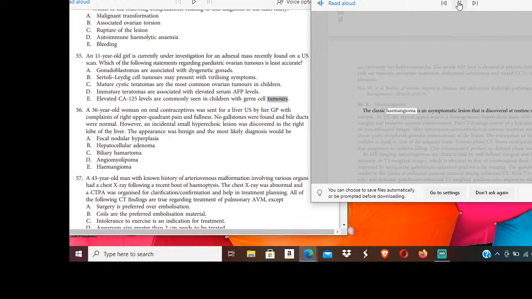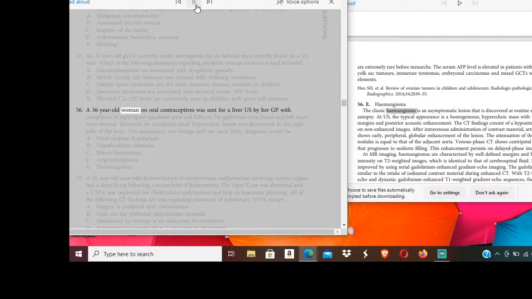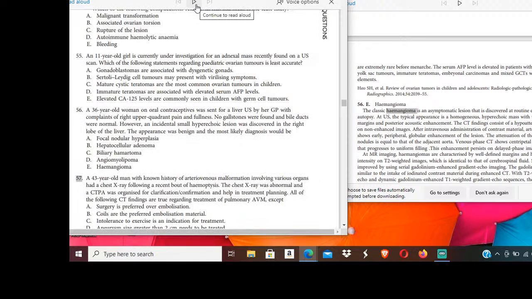E. Hemangioma. The classic hemangioma. Liver tumors. A 36-year-old woman on oral contraceptives was sent for a liver US by her GP with complaints of right upper quadrant pain and fullness. No gallstones were found and bile ducts were normal. However, an incidental small hyperechoic lesion was discovered in the right lobe of the liver. The appearance was benign, and the most likely diagnosis would be A. Focal nodular hyperplasia. B. Hepatocellular adenoma. C. Biliary hamartoma. D. Angiomyolipoma. E. Hemangioma.